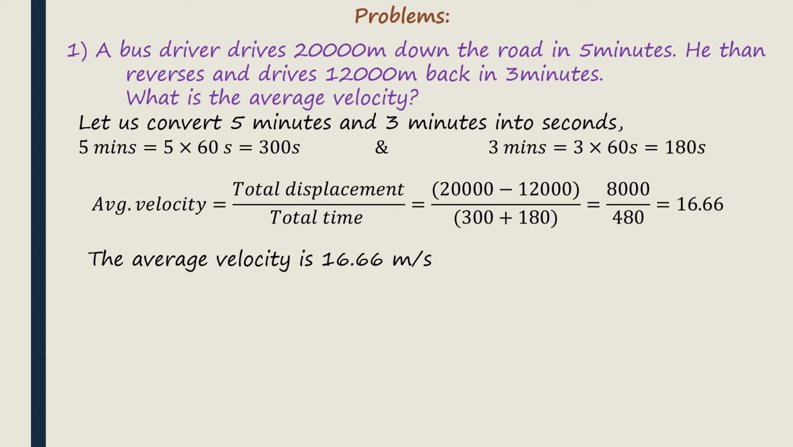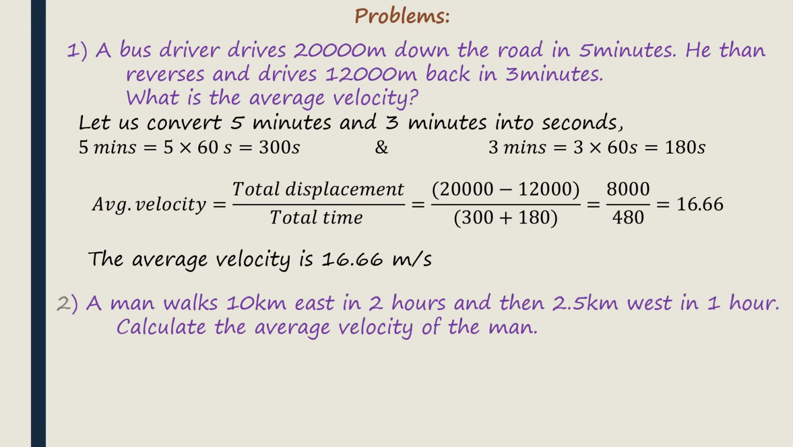Okay, so this is how we do average velocity. Let us do one more question. A man walks 10 kilometers to the east. Okay, so now they are giving direction as well.